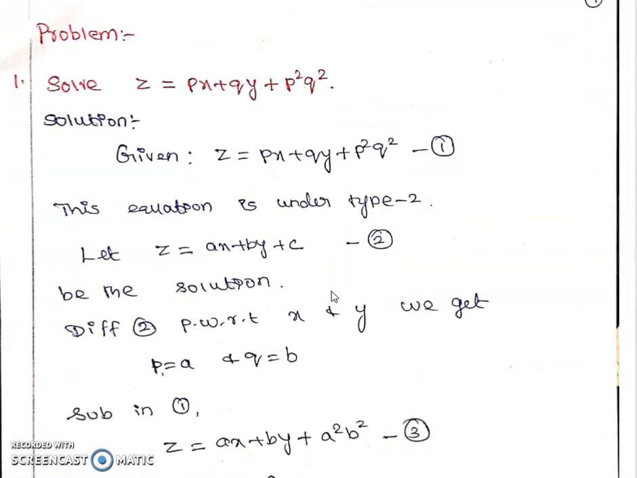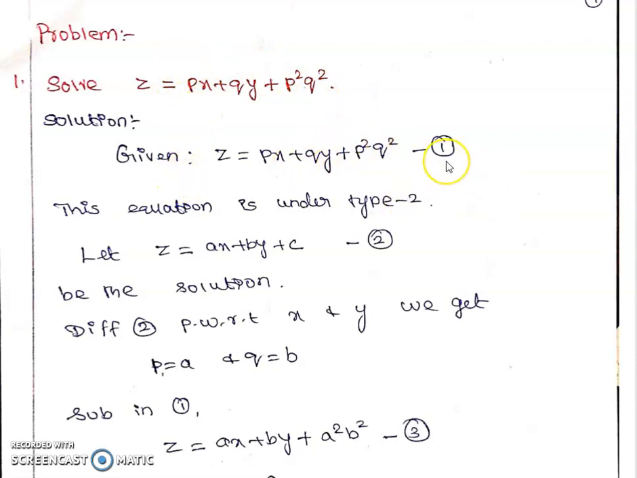Now we go into the problem. Solve z is equal to px plus qy plus p square into q square. From an exam point of view, they won't mention whether it comes under type 1, type 2, type 3, etc. So we have to identify which type it belongs to. Here we have px, qy, p square, q square. Therefore it comes under type 2.